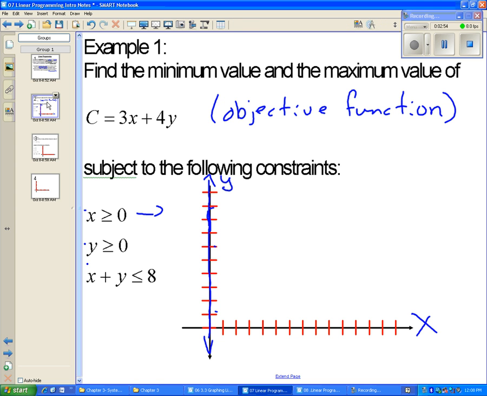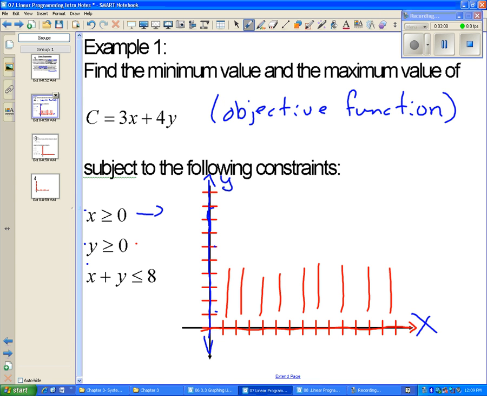Now, y is greater than or equal to 0. That means I want all y's that are greater than or equal to the x-axis. So again, I'm going to want everything that is above the x-axis. So my region that I would shade is above the x-axis. Again, that's y greater than or equal to 0. I'm not going to leave it shaded. I know that essentially I want quadrant 1 so far. Let's look at my other constraint.